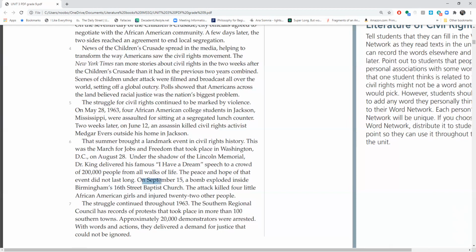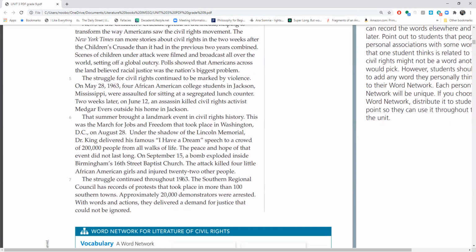So on September 15th, 2 weeks after Dr. King's speech, a bomb blew up in this church and killed 4 little girls and 22 other people. So as you can see, there was a lot of violence attached to the civil rights movement, and not just violence for anybody, violence specifically targeting black people who were only asking to be treated equally and fairly and justly. The struggle continued.